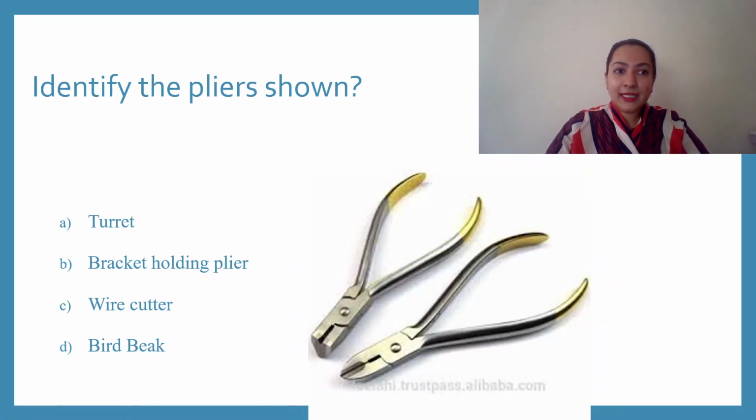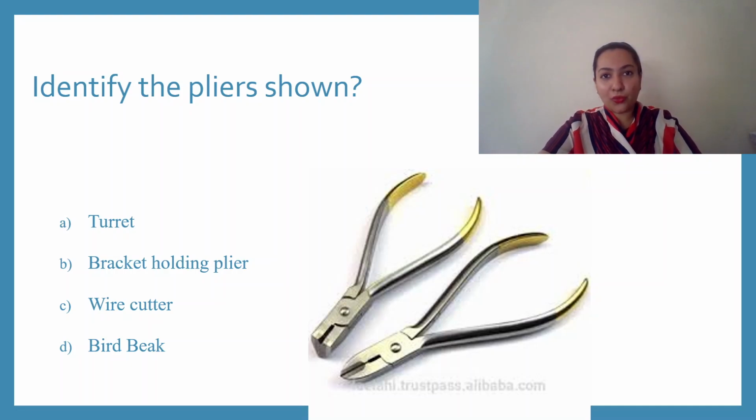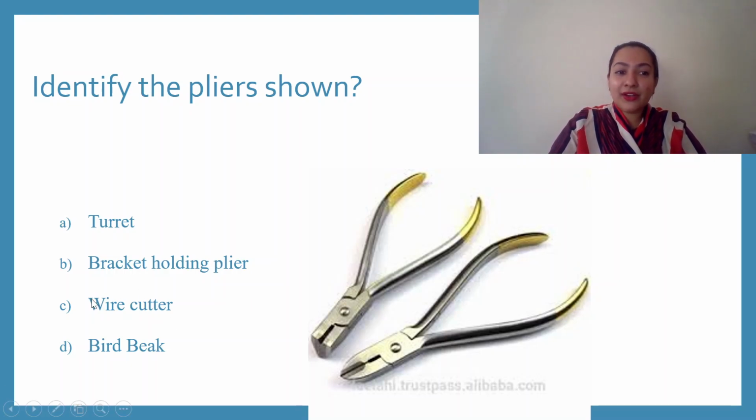Moving on, the next question is, identify the pliers shown. Okay, so till now you all must have used hard wire pliers. So these pliers you might not have seen. If you have seen, if you know about them, well and good. In case you have not, these pliers are wire cutters. They are used to cut wires which are placed in the patient's mouth.